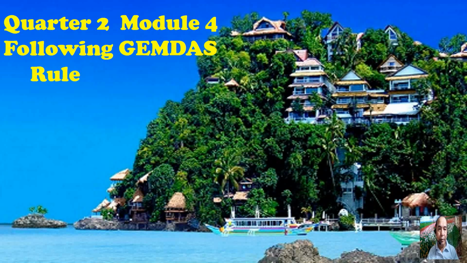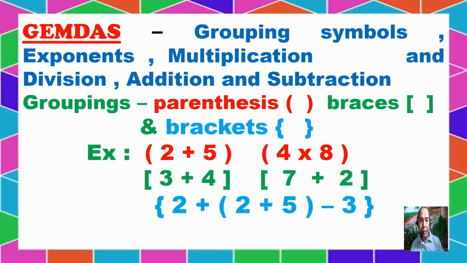Okay, the topic we are going to discuss today is following the GEMDAS rule. Let's now define the acronym GEMDAS. What does GEMDAS mean? G represents groupings, symbols. E represents exponents, while MD represents multiplication and division. AS represents addition and subtraction. That's why we have GEMDAS: grouping symbols, exponents, multiplication and division, addition and subtraction.